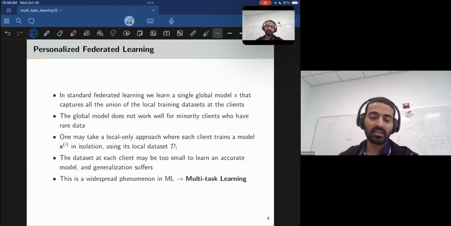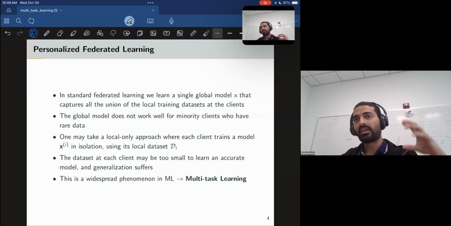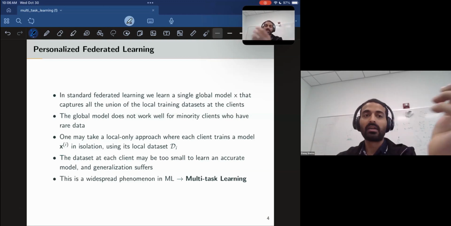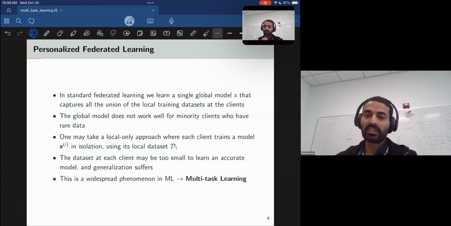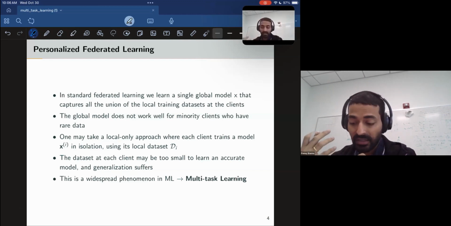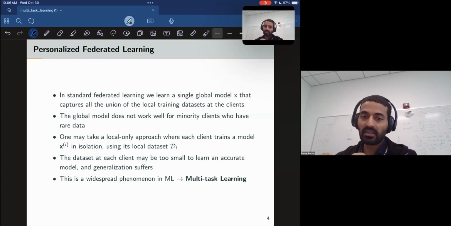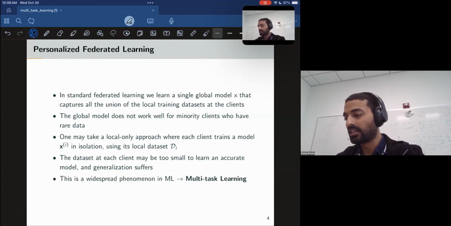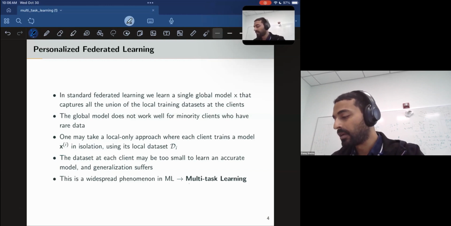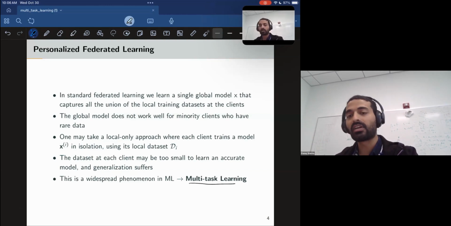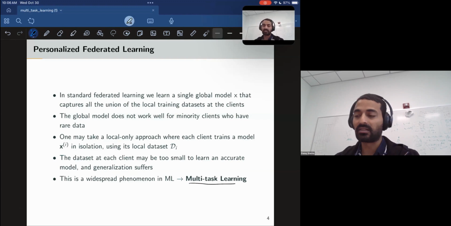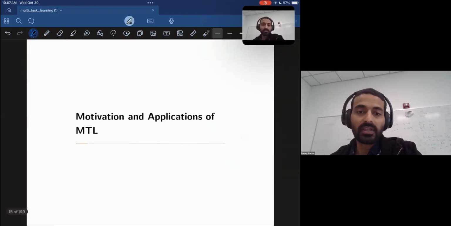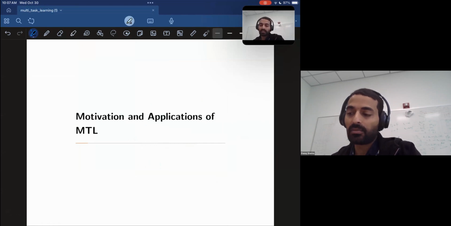It turns out that this same problem of learning a global model that might not be very good for some data, or learning very specific models that might not be generalizable, is a widespread phenomenon in machine learning, and this gave rise to this paradigm called multitask learning, where we want to learn multiple tasks at the same time. So let's look at some of the motivation and applications for multitask learning.